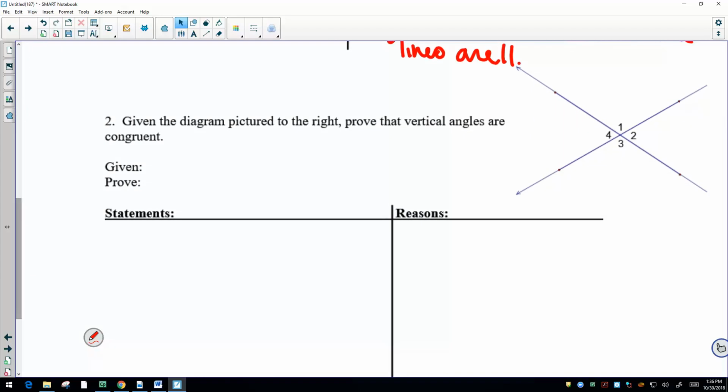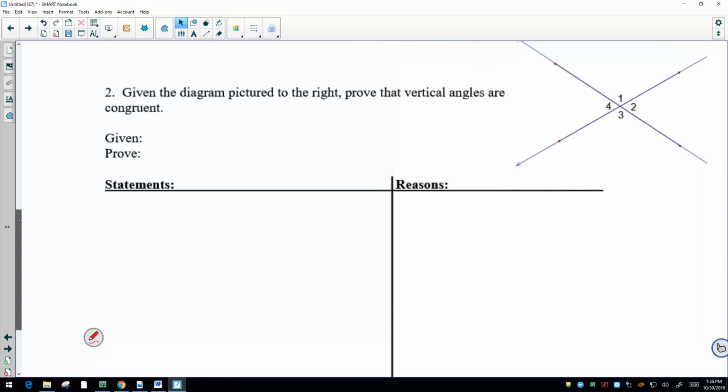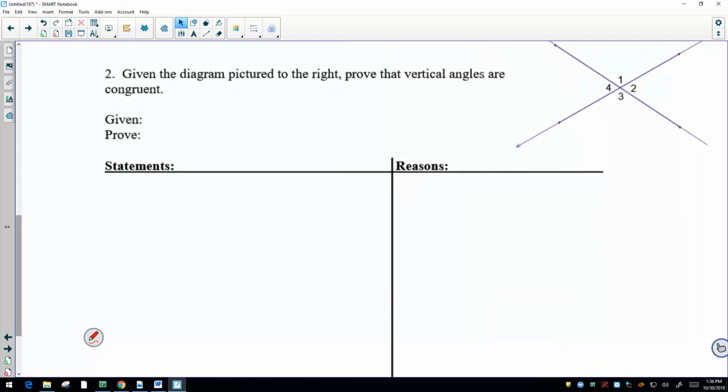Okay, and our very last one. Now this is a little bit different. And the thing that I really want you to notice on this proof is they're just giving you a diagram, and actually they didn't even tell you what the given in the proof is. So it's our job to come up with the given in the proof.